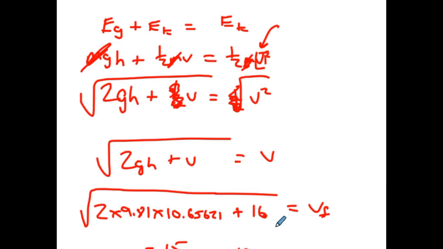I'm going to try my calculations one more time. 2 times 9.81 times 10.65621. We're going to add 16. We're going to square root it. No, I got 15 again.